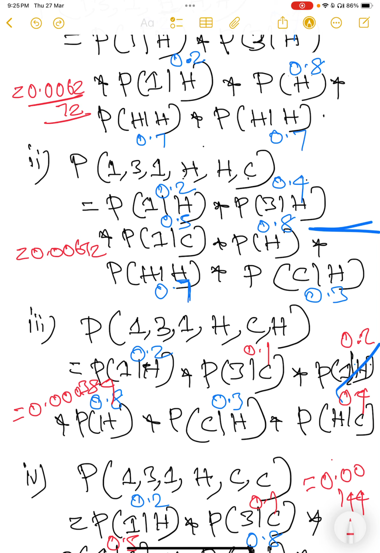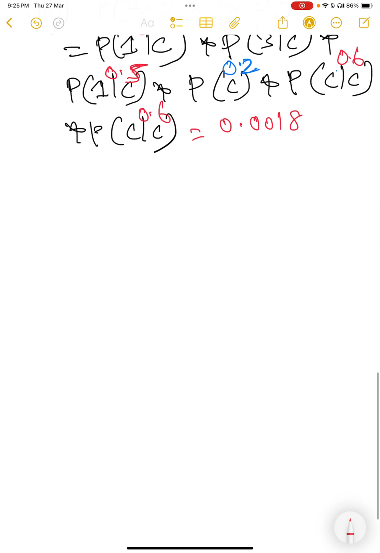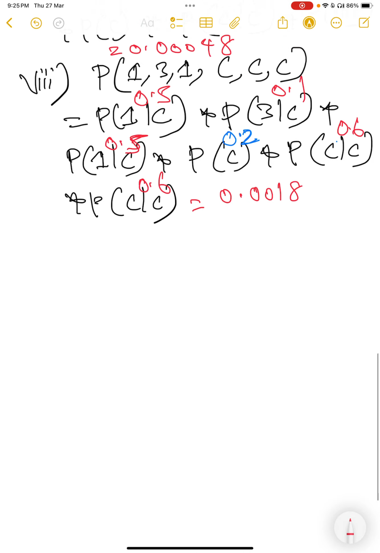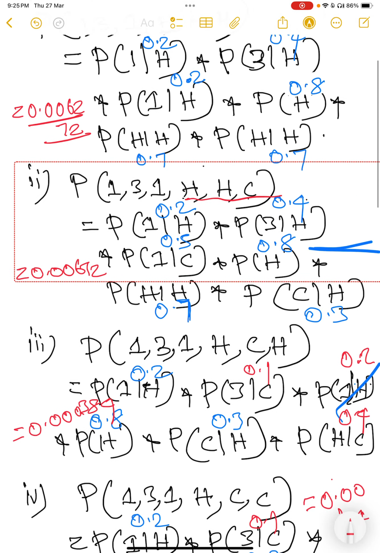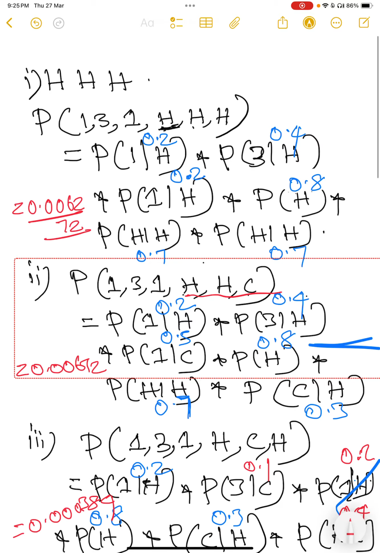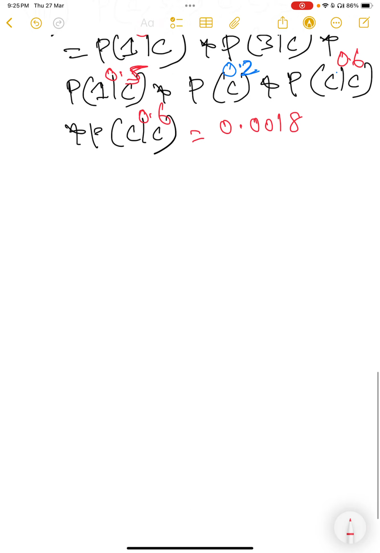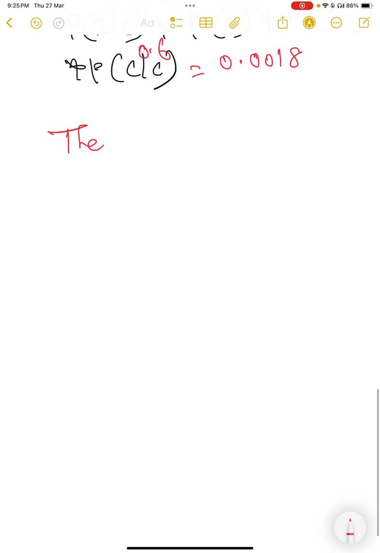So your optimal sequence should be 0.00672, which is at this point. So this should be HHC. That should be the answer. Your answer for 131 should be HHC, right? One ice cream, three ice cream, and one ice cream for the most probable sequence.